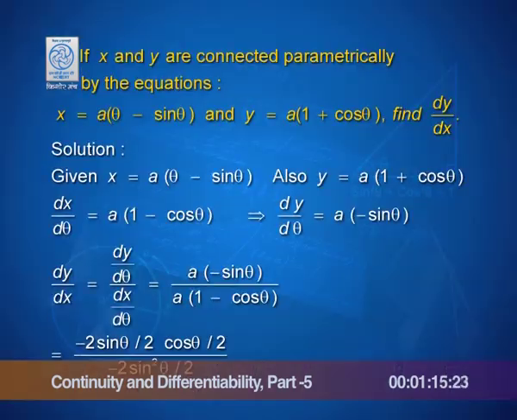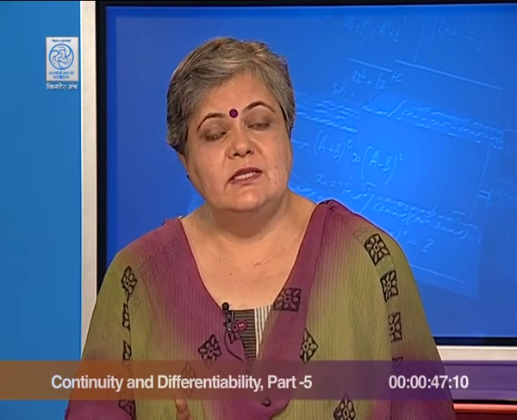Not only that, trigonometric identities help us to rewrite sin theta as 2 sin theta by 2 cos theta by 2, and 1 minus cos theta as 2 sin square theta by 2. It all simplifies to be same as minus of cot theta by 2. That would be the derivative of y with respect to x, where x and y are parametric functions of theta. So, the derivative is also a function of theta, it is not a function of x in this case.